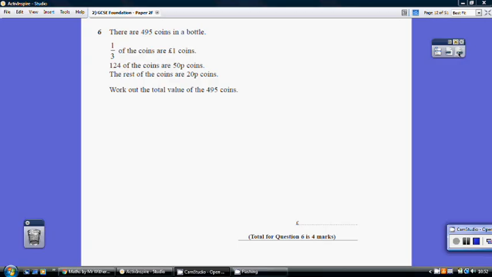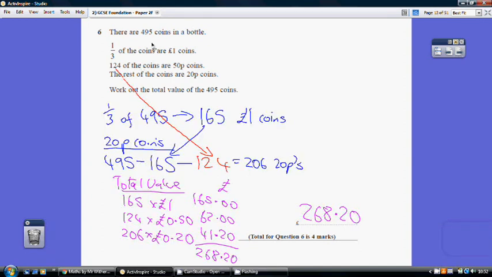Question 6. So to start with, we need to work out how many of each type of coin we've got. Now we're told we've got a third of the coins are £1 coins. So 495 divided by 3 means we've got 165 £1 coins. Now we're told we've got 124 50p's, and the rest of the coins are 20p coins.